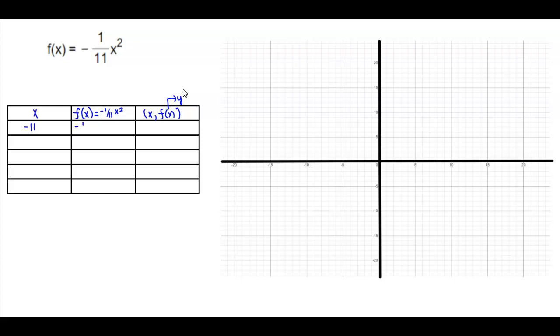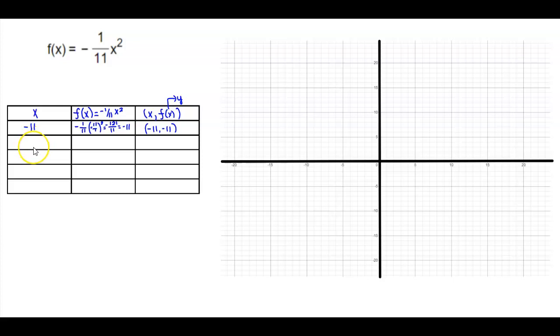So if we take negative 1 over 11 and multiply it by negative 11 over 1 squared, well, negative 11 squared is negative 11 times negative 11, which is positive 121. When we multiply it by negative 1 over 11, we get negative 121 over 11, which is equal to negative 11. So that ordered pair is negative 11, comma, negative 11.